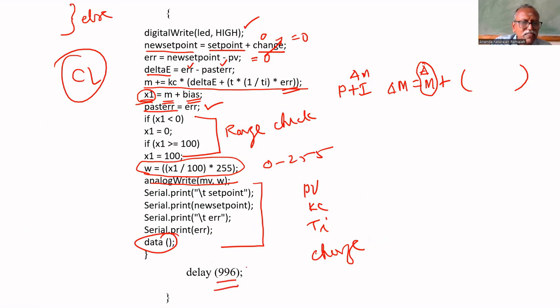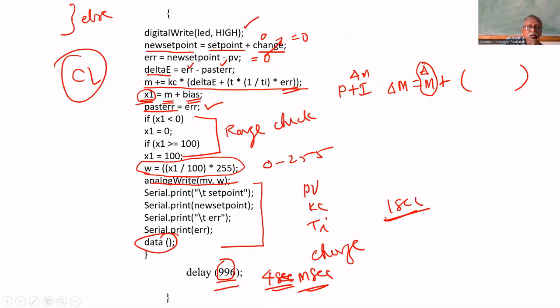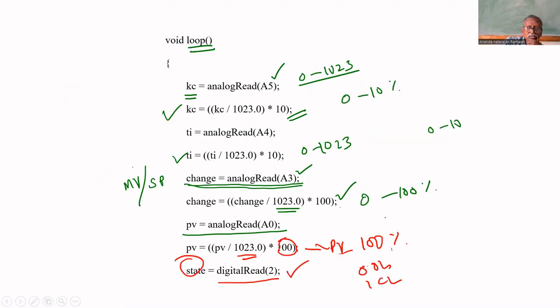Then a delay of 996, because only about 4 milliseconds of time is taken to execute all these statements. But we have a sampling period of 1 second. That's why we are including a delay of 996 plus the time for these statements. So a 1 second delay means one sampling period equal to 1 second. Again and again, this will be executed. So you can implement the PID controller on an Arduino board by using this program.